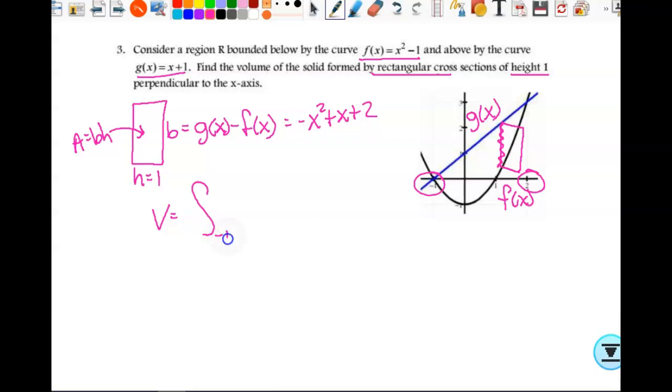I'm going from -1 to 2. Since I'm finding volume, I'm integrating area, right? So I'm integrating the area of the rectangle. I find the area of the rectangle by base times height. My base is negative x squared plus x plus 2 times the height, which is 1, dx.